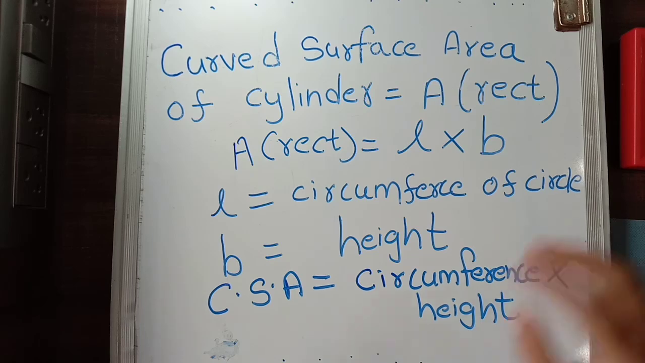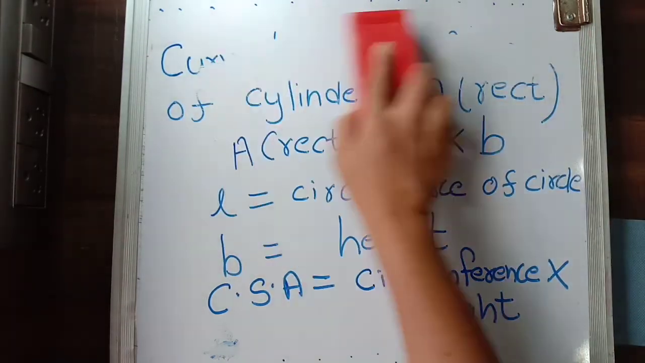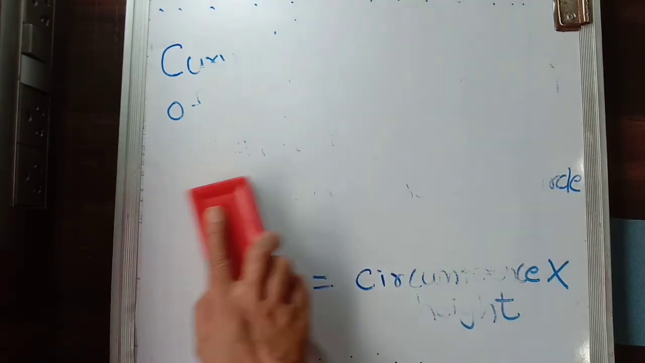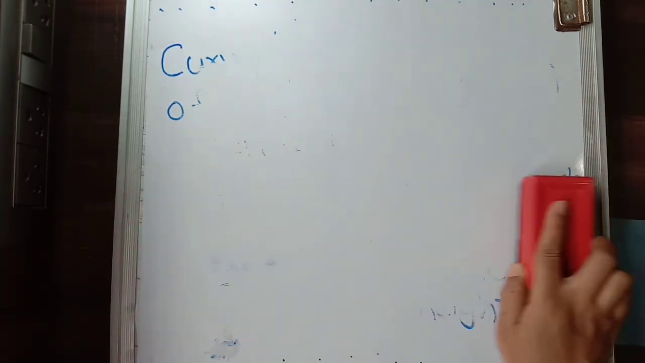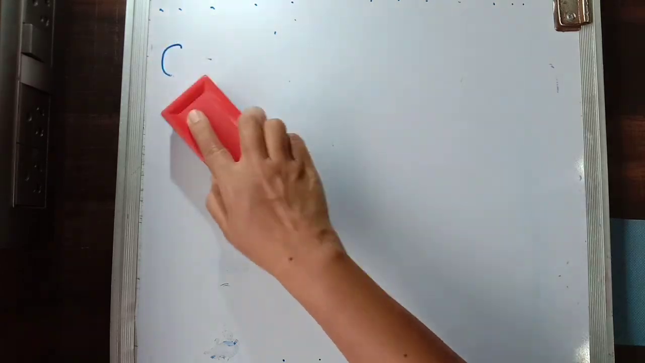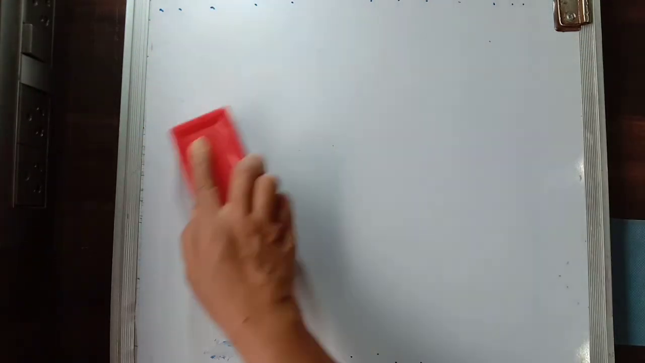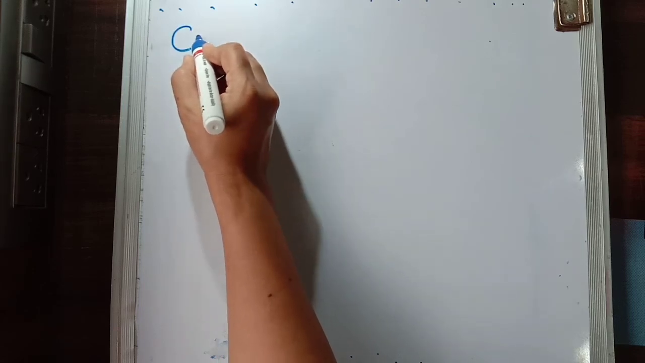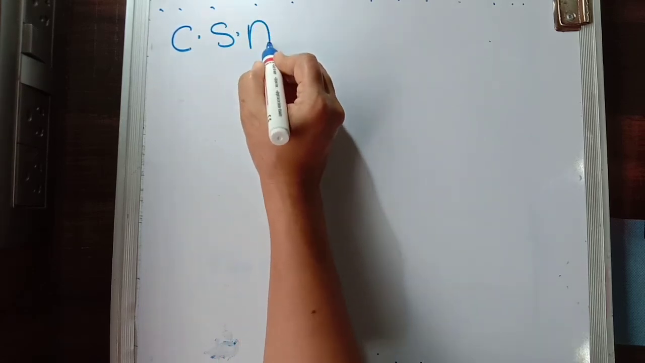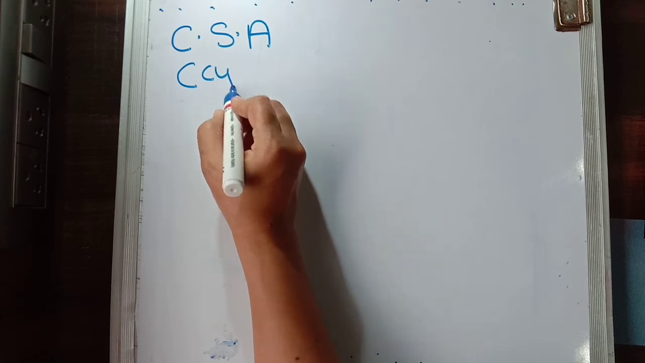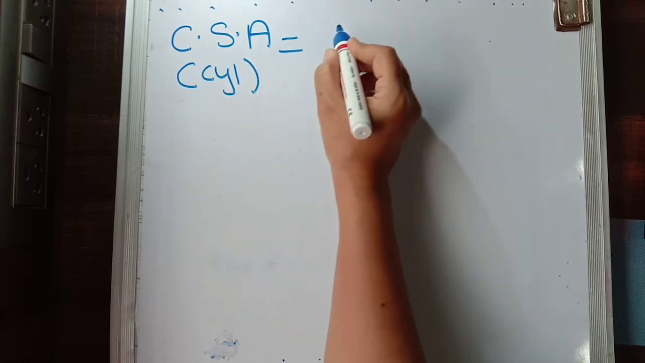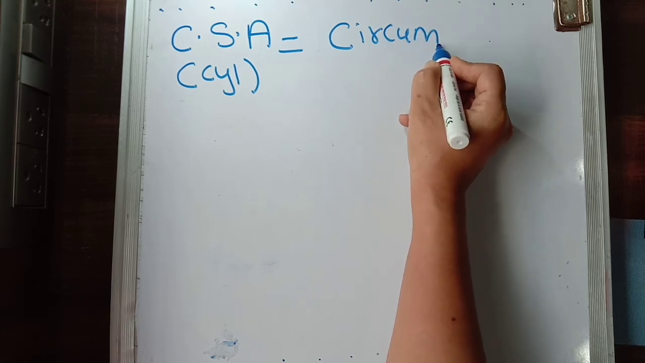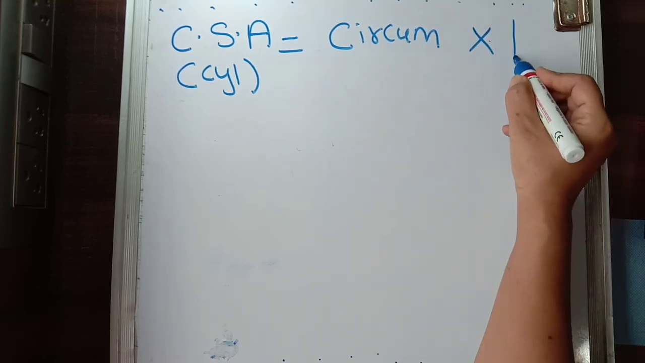Okay. Now let us write only the last part now so that we can derive the formula. You don't have to learn. You just keep in mind this diagram or whatever I have shown and you can do it by yourself. So we have the curved surface area of a cylinder is equal to the circumference of a circle into the height of the cylinder.